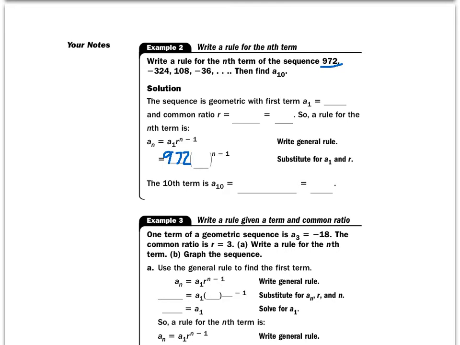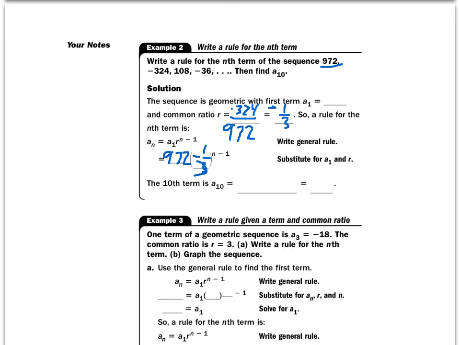972 is right here. That's a sub 1. R, what is it being multiplied by every time? Well, what I'm going to do is take any of these terms, like -324, and divide it by 972. If I take -324 and divide it by 972, I'm going to get 1/3 as a fraction. On your calculator, you could just hit that math fraction button. That will help you with that. So my constant multiplier is -1/3.